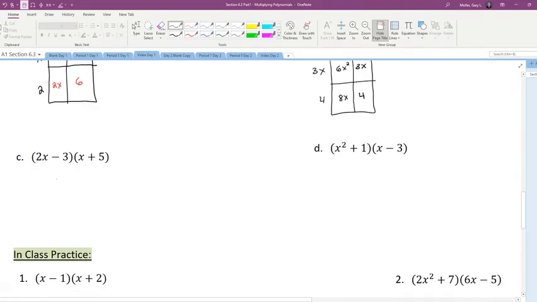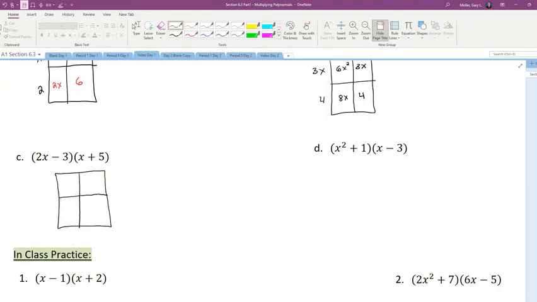Now, this one has a negative in it. We are not going to worry about that, even though it might seem weird to draw a link that's negative. We're just using the visual to help us organize our multiplication more so than anything else. What I mean by that is I'm still just going to call this 2x, and I'm just going to call this a negative 3. This is x, and this is 5.